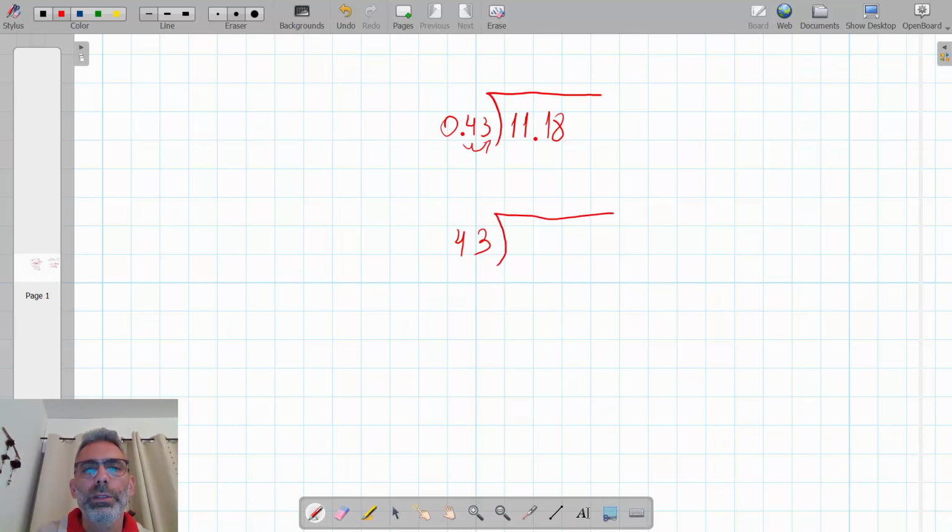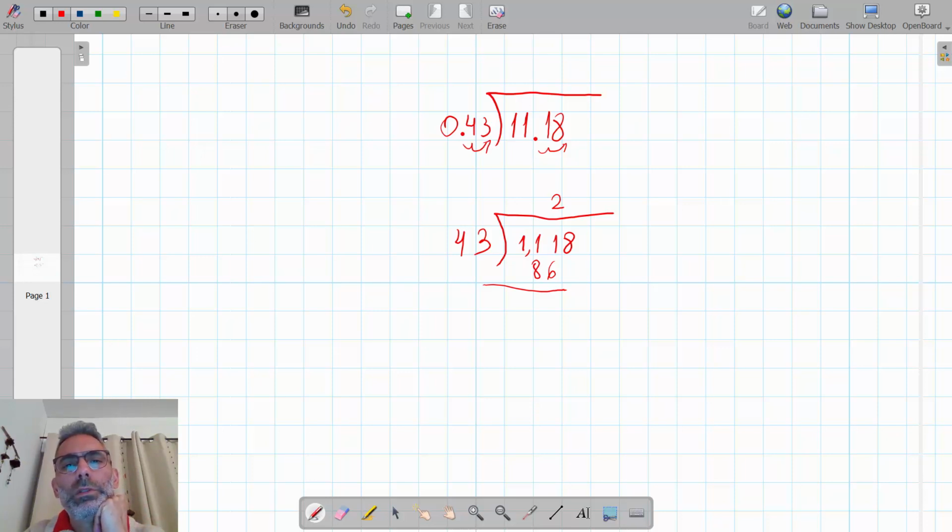The dividend, if I shift the decimal point, is 1,118. Okay. 43 goes into 111, and how many times? 2 times? Yes, because 3 times is 129, so it's too much, so 2 times. 2 times 43 is 86.